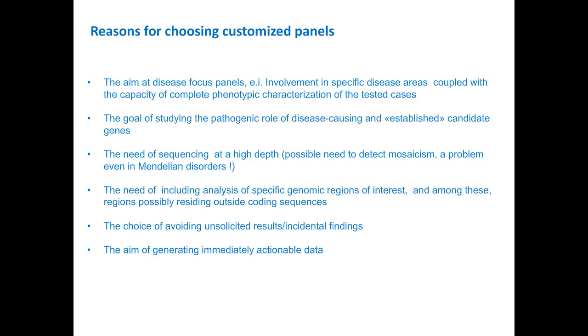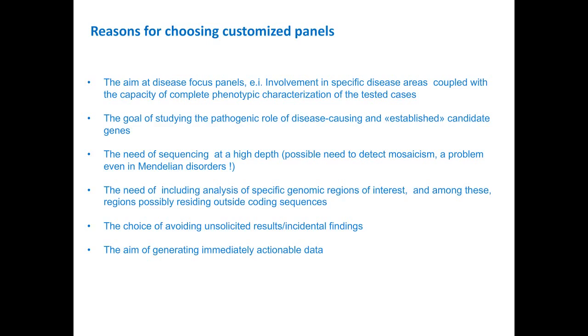Then the need of sequencing at high depth. I'm repeating it, but I think it's very important, not just because we are more confident that we detect variants with a high depth of coverage, but also because we may find ourselves dealing with, for example, somatic mosaicism, which is a problem even in Mendelian disorders that is becoming more and more obvious.